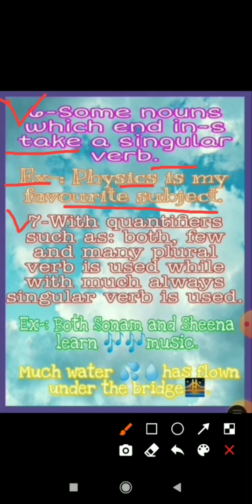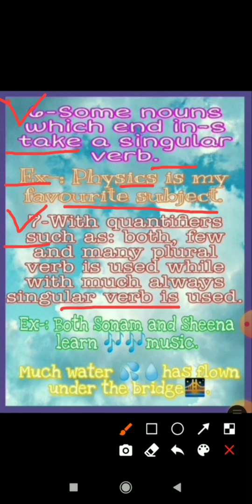Seventh rule is, with quantifiers such as both, few and many, a plural verb is used, while with much, always a singular verb is used. So if we are talking about the quantifiers which tell the quantity of nouns, quantifiers like both, few and many, with these quantifiers we will use a plural verb, and with a quantifier that is much, we will always use a singular verb.